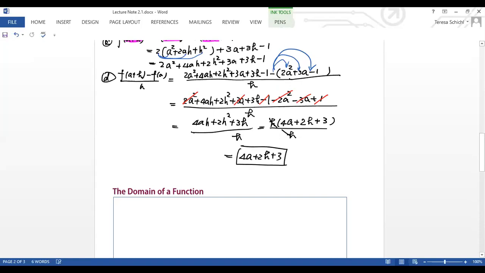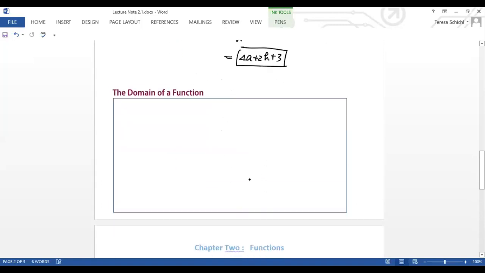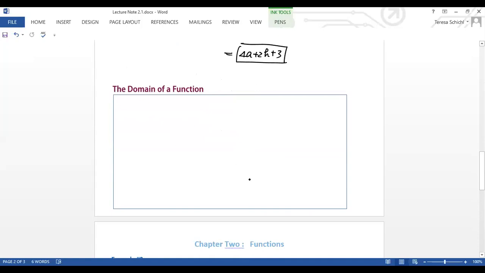Okay, and that's it. It's pretty cool, right? Okay, so now the next thing here, we're going to talk about the domain of the functions. The domain of the functions in general is pretty standard, unless they give us a specific area. So typically, the domain of the functions, right?